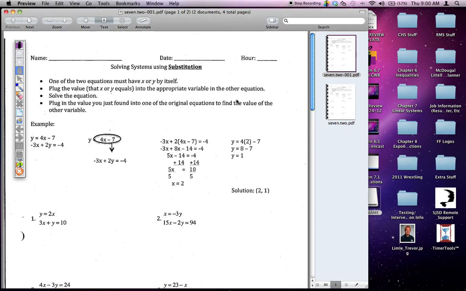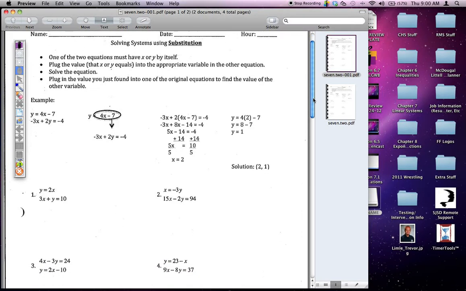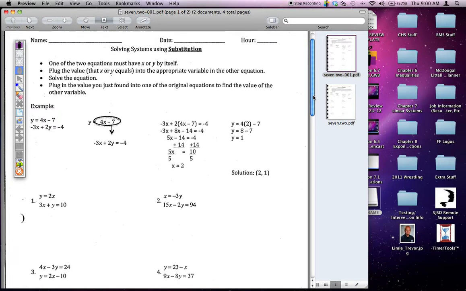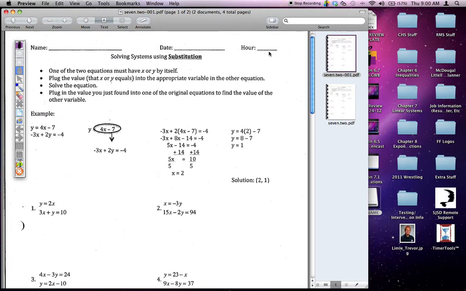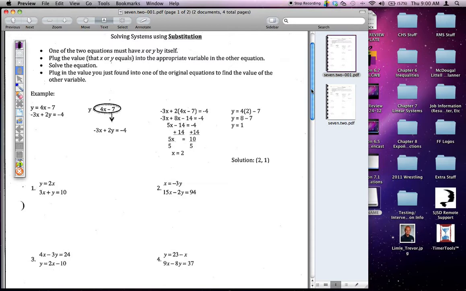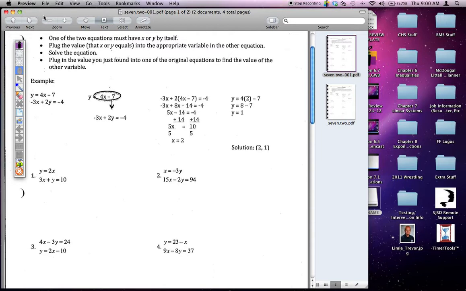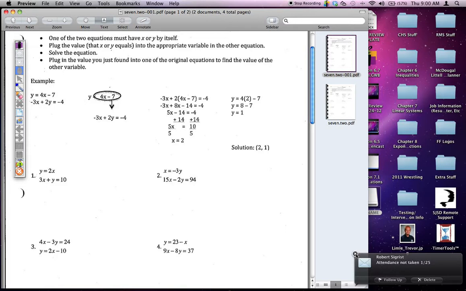You should have this note sheet in front of you, and what we're going to start with is hopefully you've got your name, today's date, and the hour up top, and you'll always have this to have access for yourself, and hopefully you can get through this without much problem.